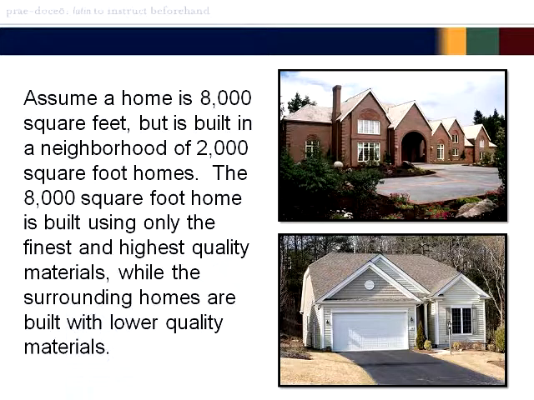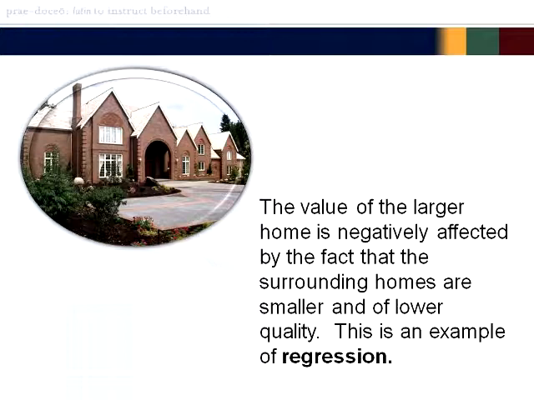Assume a home is 8,000 square feet, but is built in a neighborhood of 2,000 square foot homes. The 8,000 square foot home is built using only the finest and highest quality materials, while the surrounding homes are built of lower quality materials. The value of the larger home is negatively affected by the fact that the surrounding homes are smaller and of lower quality. This is an example of regression.